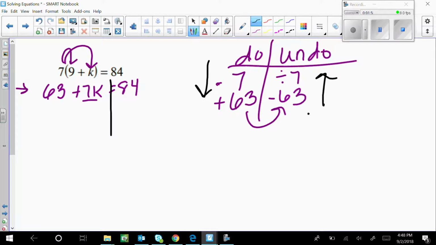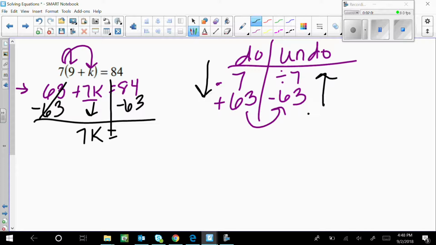So the first thing my undo tells me to do is subtract 63. I'm going to put that directly underneath the 63 so I can keep everything organized. 63 minus 63 is 0, so I can just cancel that out. I bring down my 7k equals 84 minus 63, which is 21. So I have that first undo step done. Now, all I have to do is go to the second step, which is divide by 7.